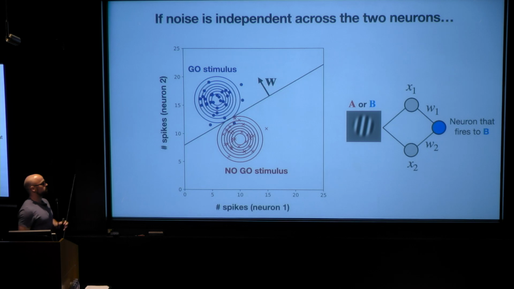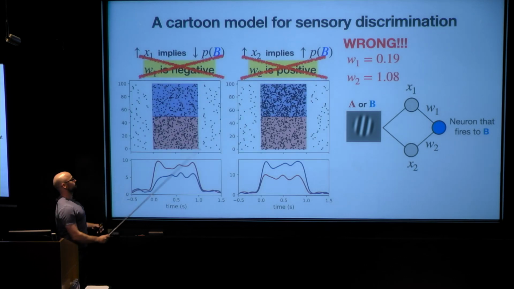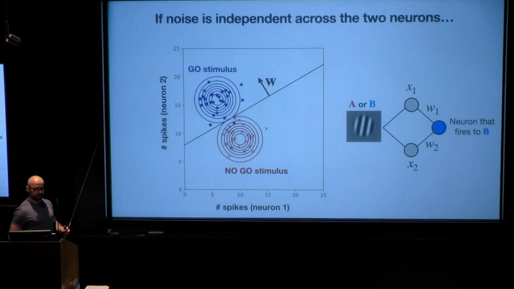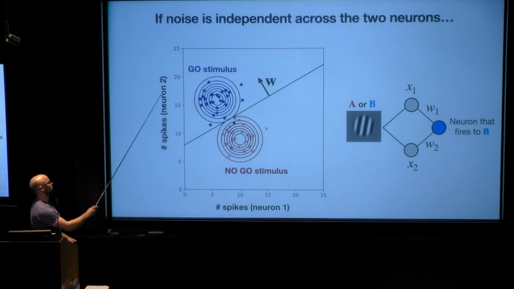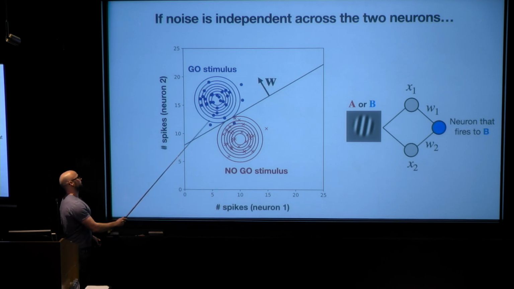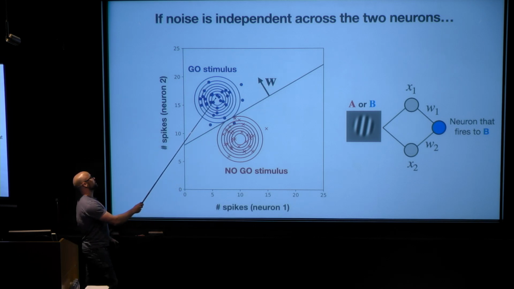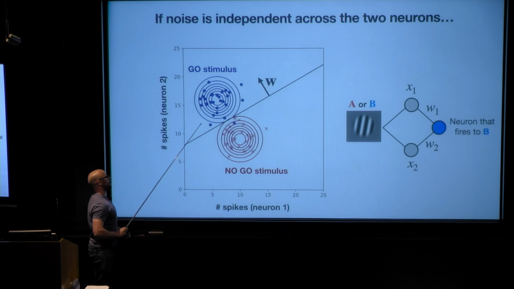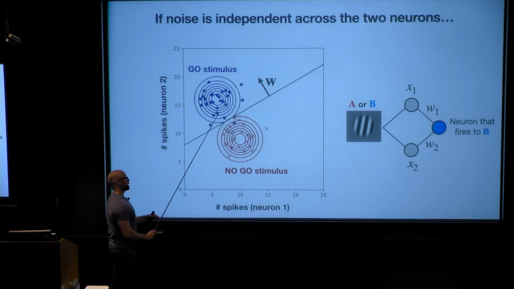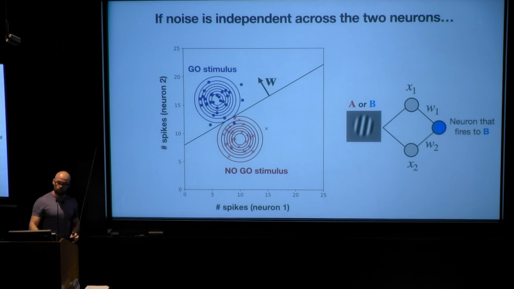So what you maybe think is that if neuron 1 and neuron 2 are completely independent, one way that I can represent the data is by plotting each trial on x1, the number of spikes from neuron 1, and x2, the number of spikes from neuron 2. Each point is a trial, and I have two distributions. This is my distribution over what the neural responses will be to the go stimulus and the no-go stimulus. And in this case, there are no correlations between the two neurons. And then in this case, your optimal discriminating boundary, which corresponds to your optimal synaptic weights, W1 and W2, is as you would expect. One is positive and one is negative.